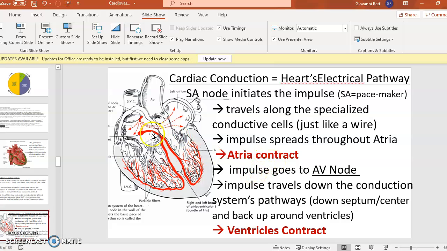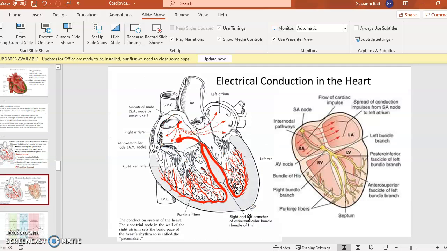Then the impulse has now arrived at the AV node, where it's going to spread to the ventricles by going down the center part, it's called the septum, and then curling back up the two sides. And in that way, it's stimulating the ventricles. And what's the result? The ventricles contract. So this is kind of like the flow chart that explains the whole cardiac conduction and the result.